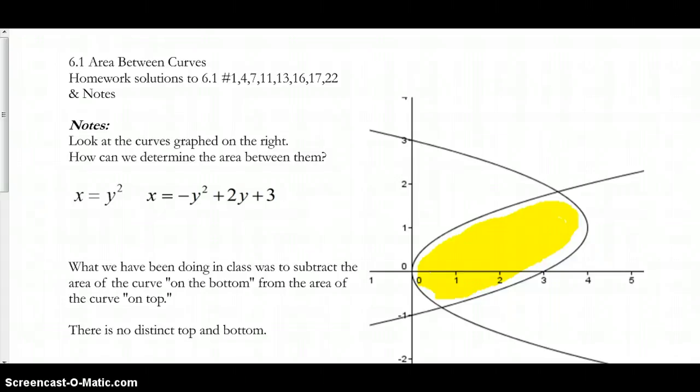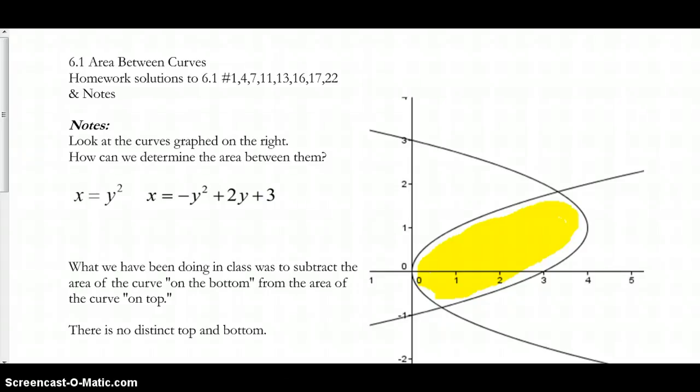There are homework solutions here. I'm not going to spend too much time on those with the exception of 22, which was particularly challenging. But I do want to go through some things we didn't get to touch on in class. We did not talk about what to do if there's no distinct top curve and bottom curve. Like in the picture here, there's a distinct right-hand curve and left-hand curve, but not a distinct top and bottom.